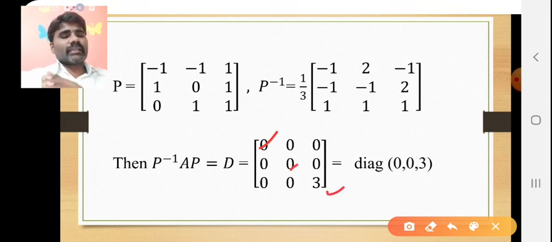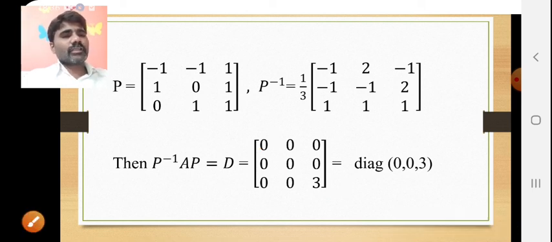First we are taking eigenvalue 0, so first we will get 0, 0. The third one is 3, so the third element is 3. In the respective order we will get the eigenvalues as the diagonal elements. That we should remember. This is diagonal of (0, 0, 3).